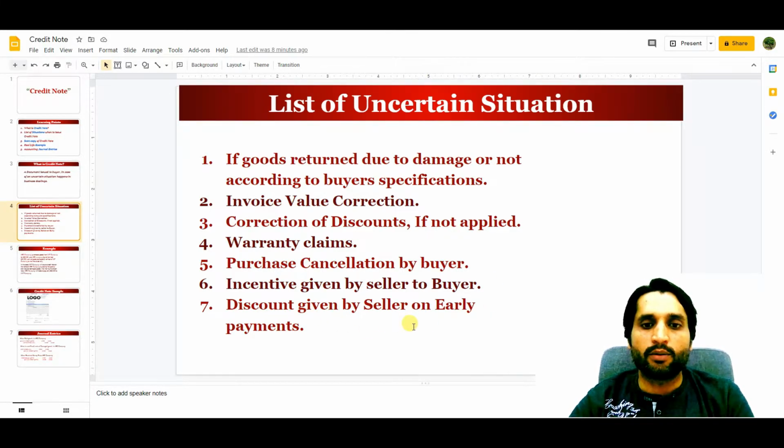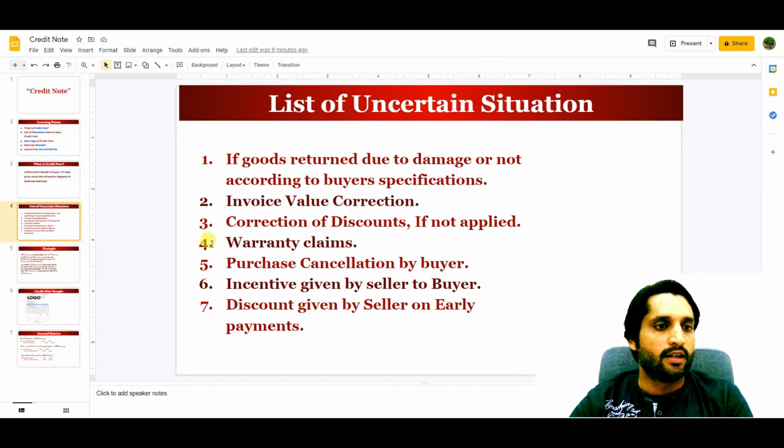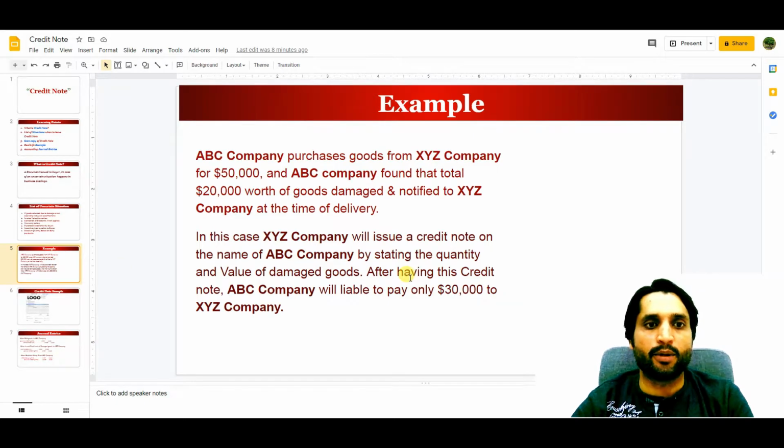Discount given by the seller on early payment. Sometimes the seller asks the buyer, please make early payment, and we will give you a 10% discount. The 10% discount will be issued by a credit note. The seller has to issue a credit note to the buyer to mention the discount amount. Next, let's see an example.